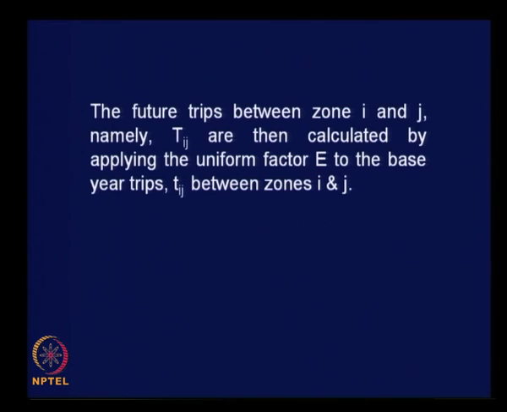The future trips between zones i and j, for example, namely capital Tij, are then calculated by applying the uniform factor E to the base year trips, given by small tij, lowercase tij, because we are using both simultaneously. It is better to distinguish between horizon year and base year values between zones i and j. Thus, we simply express capital Tij to be equal to small tij into the expansion factor or growth factor. What is small tij? It is nothing but the cell value in the base year matrix, the base year trip distribution matrix. We simply multiply the cell values by one factor.